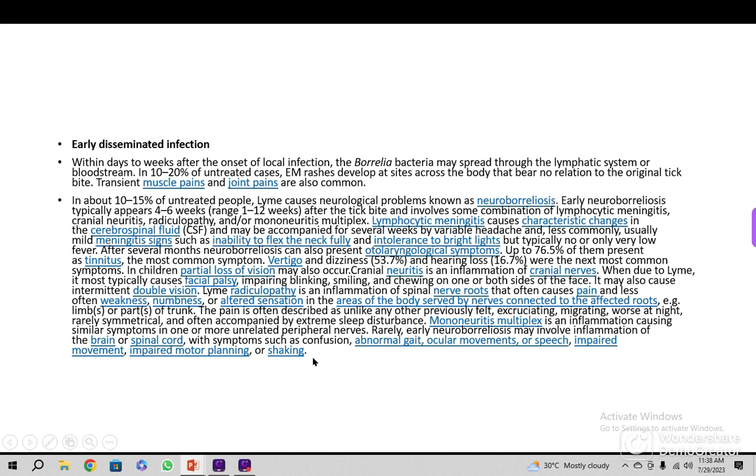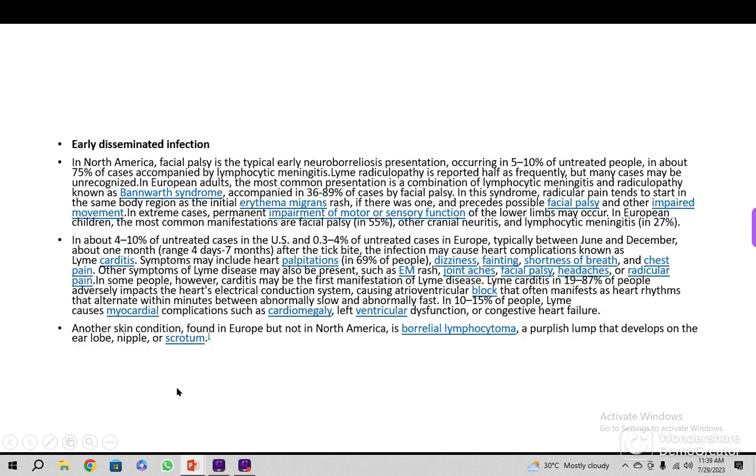So these are movement disorders. They can be caused by involvement of the brain, where it will involve the basal ganglia. In the spinal cord, it will involve the spinocerebellar tracts. In North America, the typical early neuroborreliosis presentation occurs in 5 to 10% of untreated people, and about 75% of the cases are accompanied by lymphocytic meningitis.